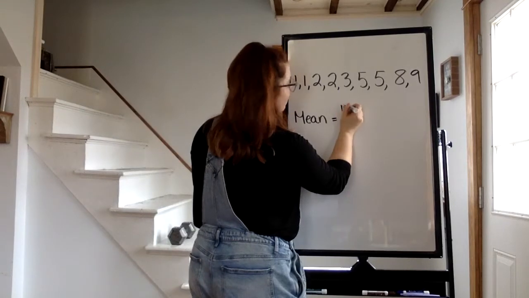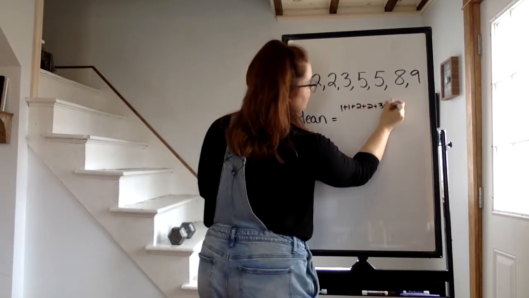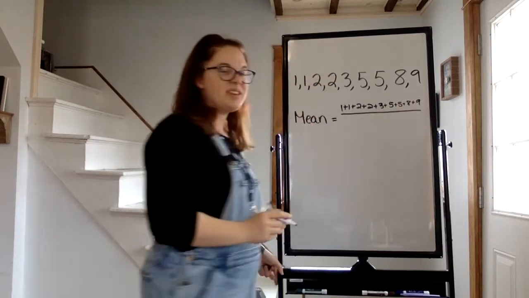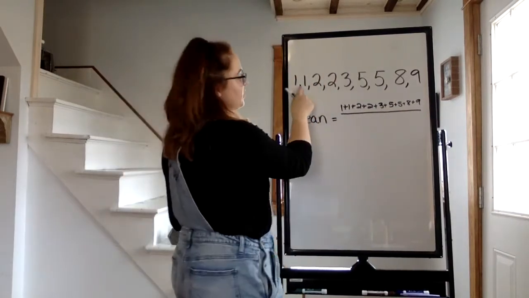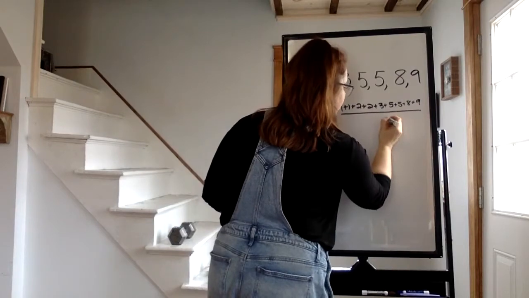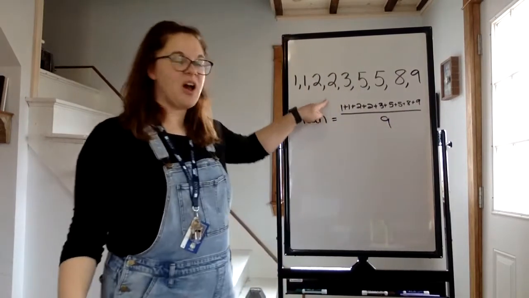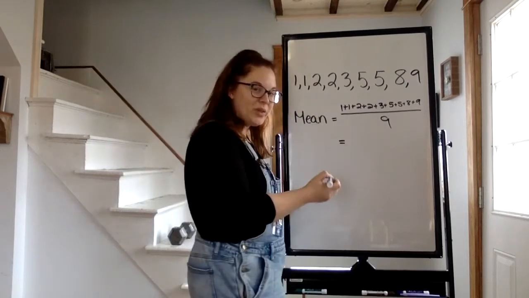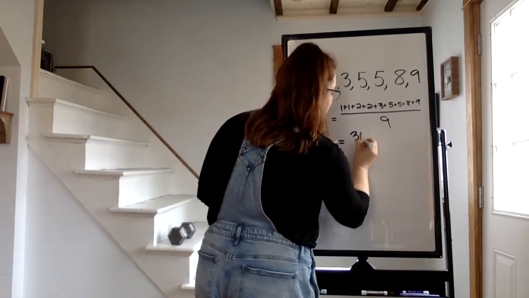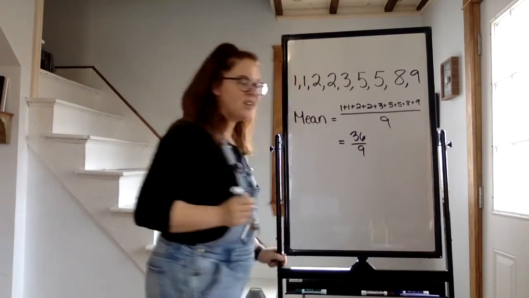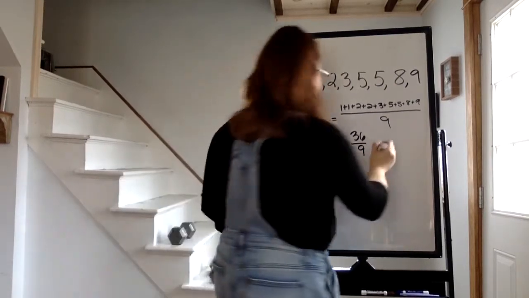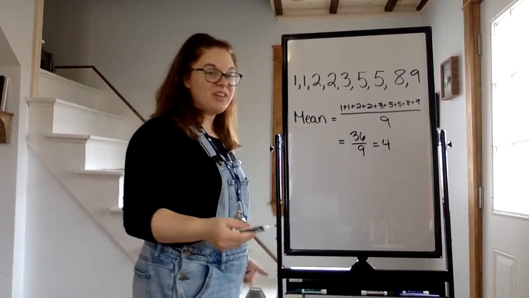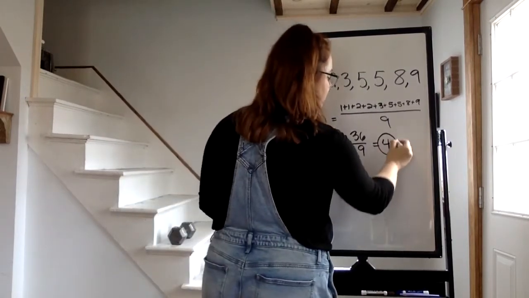So what we're going to do is add all these values, and then divide it by the number of values there are. There are 1, 2, 3, 4, 5, 6, 7, 8, 9. So we're going to add that top row of numbers. We're going to end up with 36 divided by 9. And we know 36 divided by 9 is 4. So the mean value here is 4.